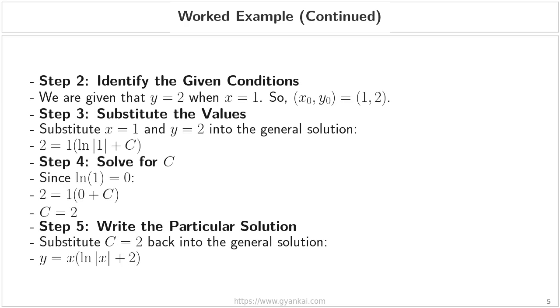Finally, in step 5, we arrive at our destination, writing the particular solution. We take that numerical value we just found, c equals 2, and substitute it back into our general solution formula. This transforms our family of curves into one single, unique equation. Our final particular solution is y equals x, multiplied by the quantity natural log of the absolute value of x plus 2. We have successfully moved from a general formula to a specific solution that satisfies our given point.